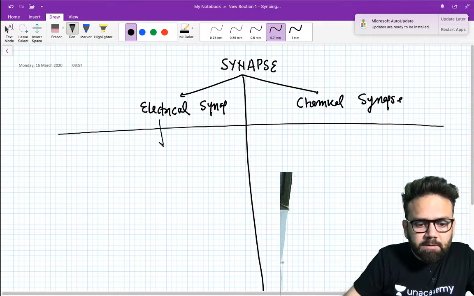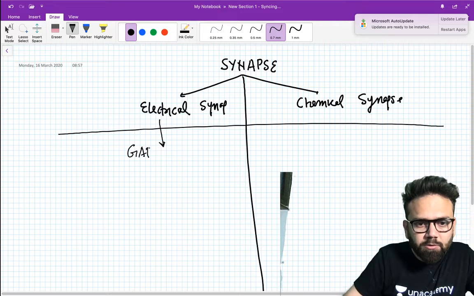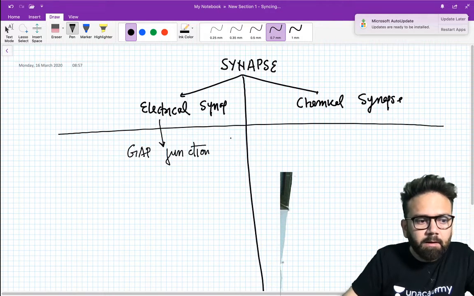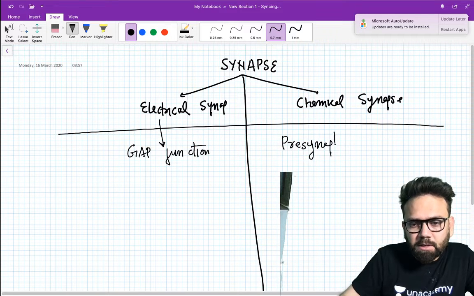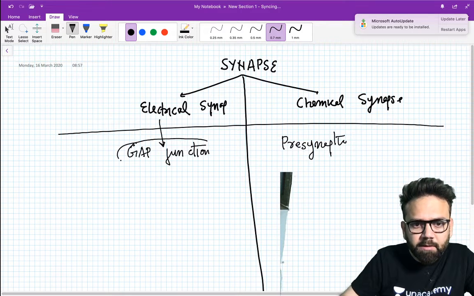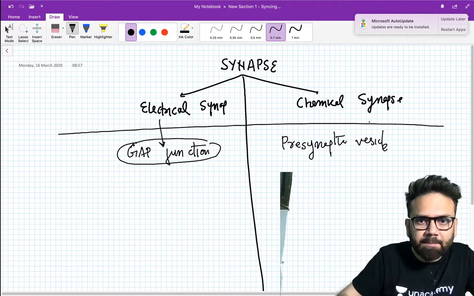Electrical synapses are mainly because of gap junction. And chemical synapses have presynaptic vesicles. So the first difference which was answered in that particular question was that gap junction is the constituent of electrical synapse, and presynaptic vesicle is the constituent of chemical synapse.